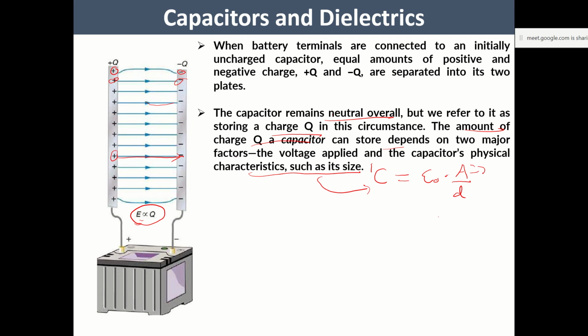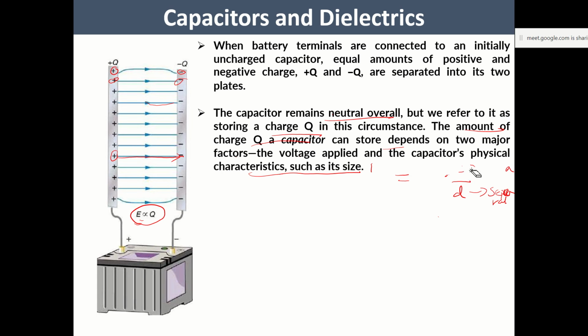A is the area of the parallel plate, D is the separation between the two plates. So that's how we also define capacitance.